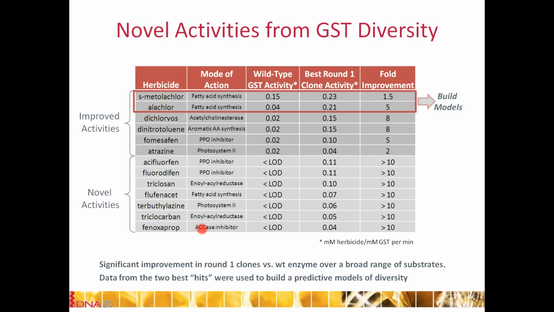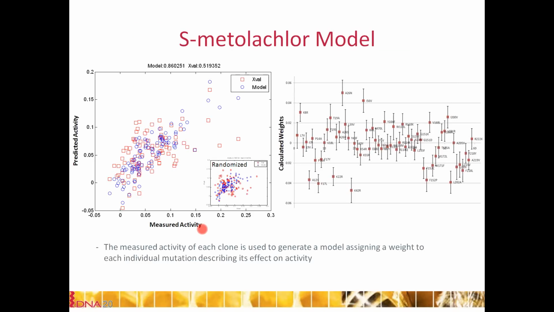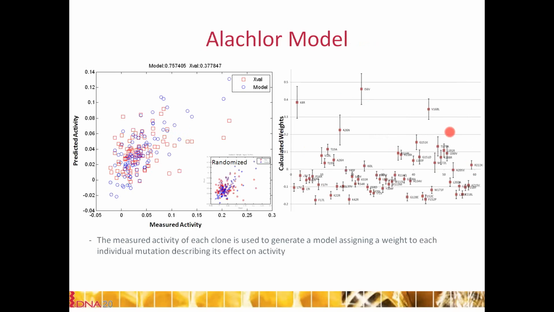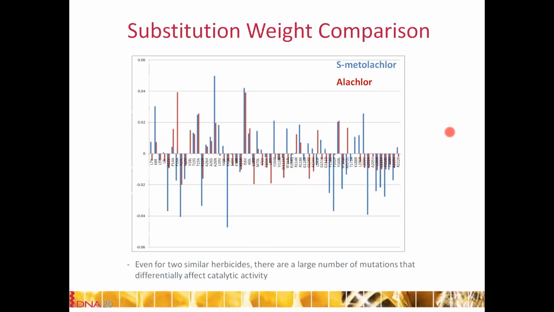As described before, for the sake of talking about the protein GST, we can now take these sequences and build models. So here's the model for metolachlor, and you see a good, nice diagonal, and you get a cross-validation value here of 0.5. And again, you can quantitate the different distribution weight for the different amino acid substitutions. Same thing for the alachlor.